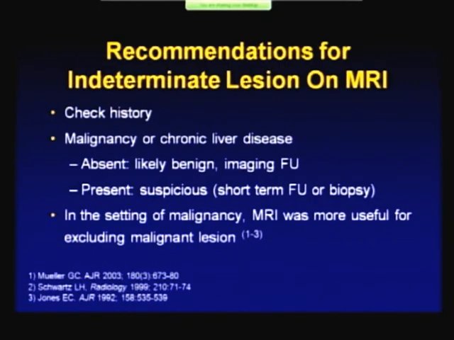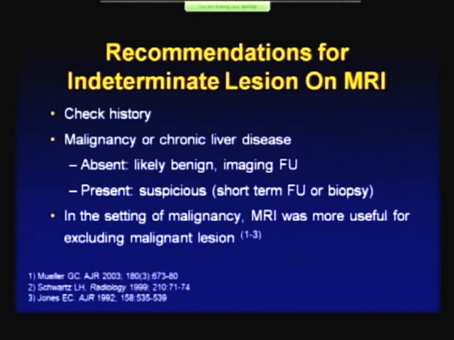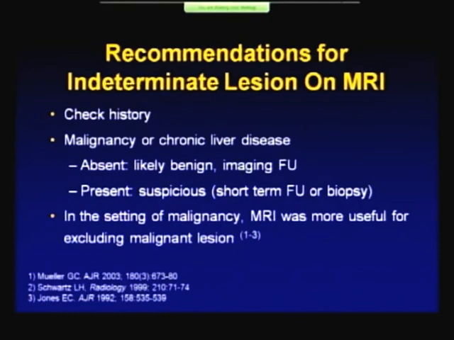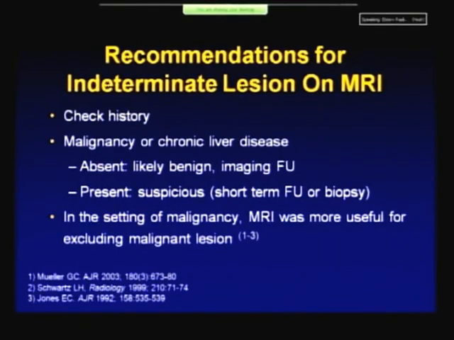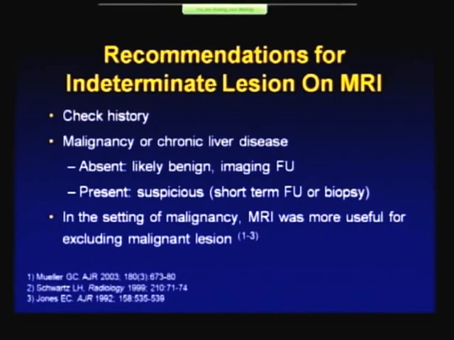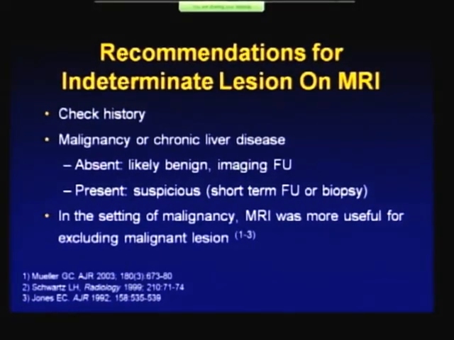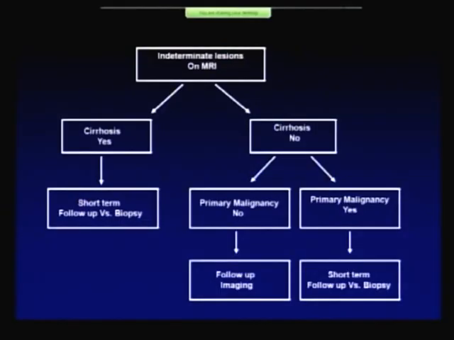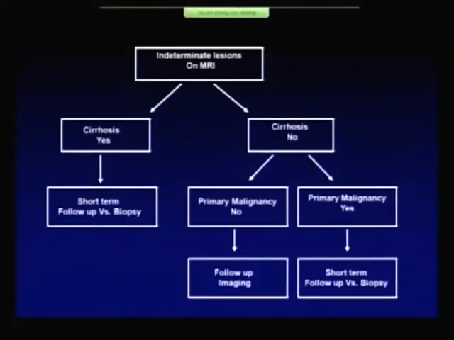So check the history. If there is history of malignancy or chronic liver disease, and if it is absent, the lesion is likely benign. If you are still worried or concerned, you can always follow it up. If this history is present and the lesion looks suspicious, you have a choice between short-term follow-up or biopsy. In the setting of malignancy, multiple publications have shown that MRI was more useful for excluding malignant lesions. The same in a tabulated form.